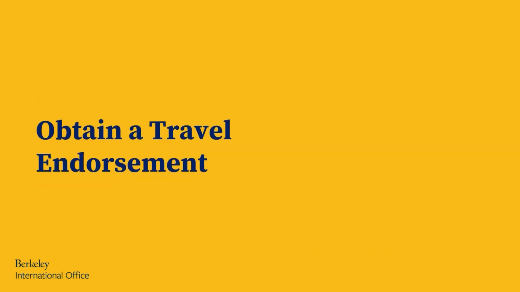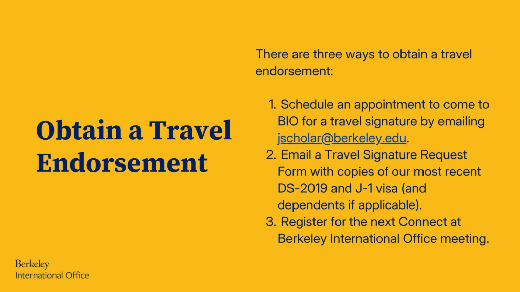If you have not received a travel signature yet or need a new one, there are 3 ways you can obtain a travel signature from our office. We recommend that you obtain a travel signature 2 to 4 weeks before your departure from the U.S. The first way is to schedule a brief appointment with a Berkeley International Office J1 Scholar Advisor. These appointments are in person at the Berkeley International Office and require that you bring your DS 2019, I-94, and passport with you. You can do so by emailing jscholar@berkeley.edu to schedule a time that works for you.